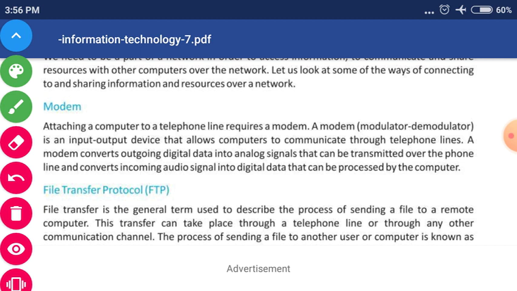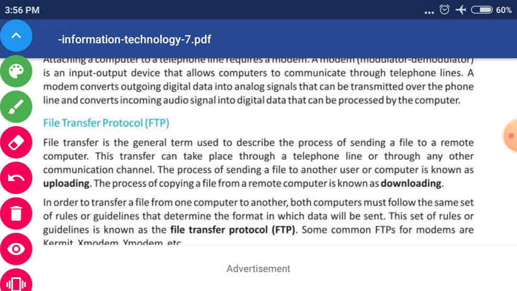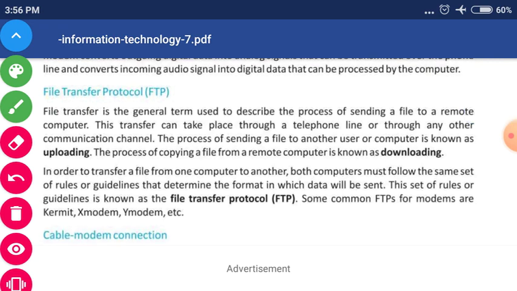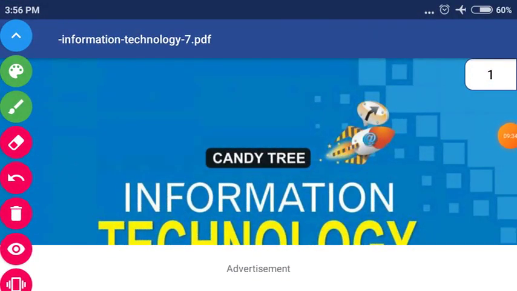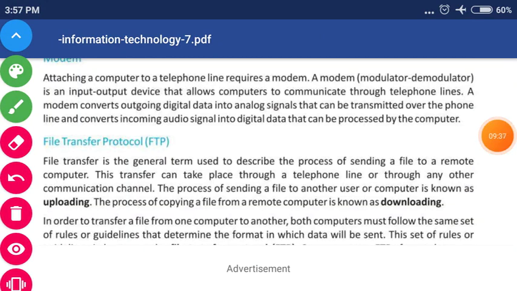When the digital information is converted into analog, the information is transferred with the help of telephone lines, so that our information can reach the destination computer. In FTP, we follow certain types of file transfer protocol. FTP generally describes how we can send a file to another network or another computer. File transfer is generally the term used to describe the process of sending a file to a remote computer.